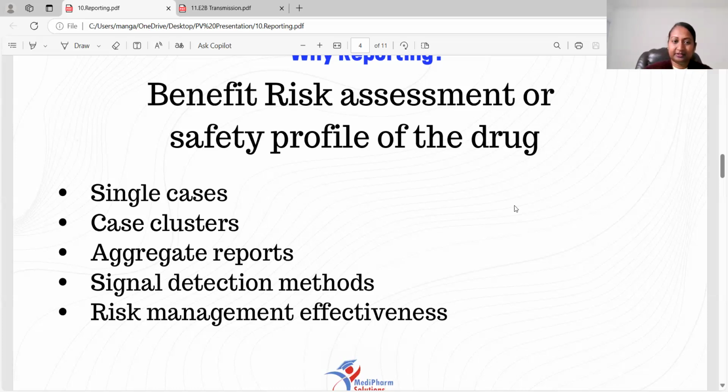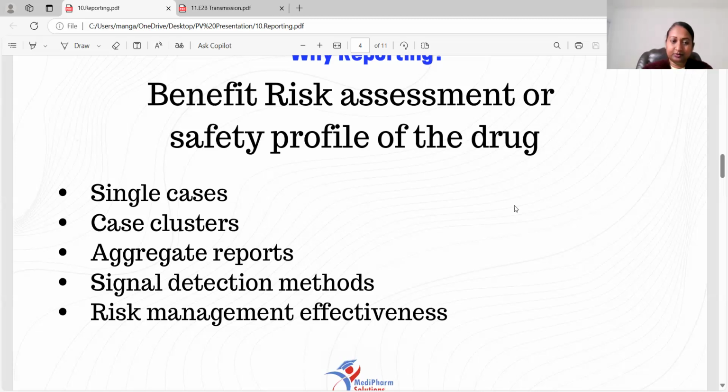This is another department. Now you are in the case processing department, you would be handling single cases and case clusters. Now there'll be a separate department which does aggregate reports, yet another department which does signal detection, and there's a different department which does risk management effectiveness.